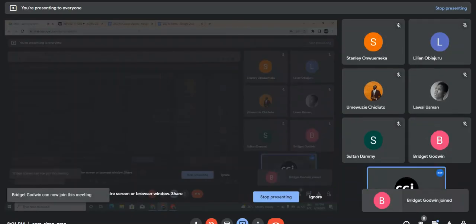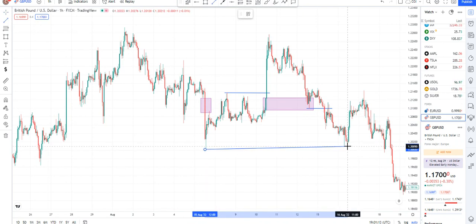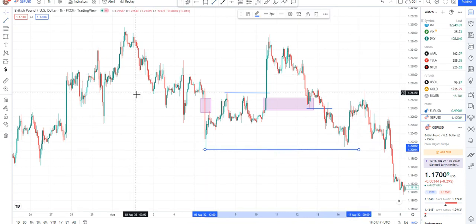So let's keep looking at the chart. So we have this swing low, this swing low, we have this swing low right here. All right. So why do we see it as a swing low? It's a swing low because it has a low to the left of it, and it has another low to the right of it. All right, so this is a swing low.